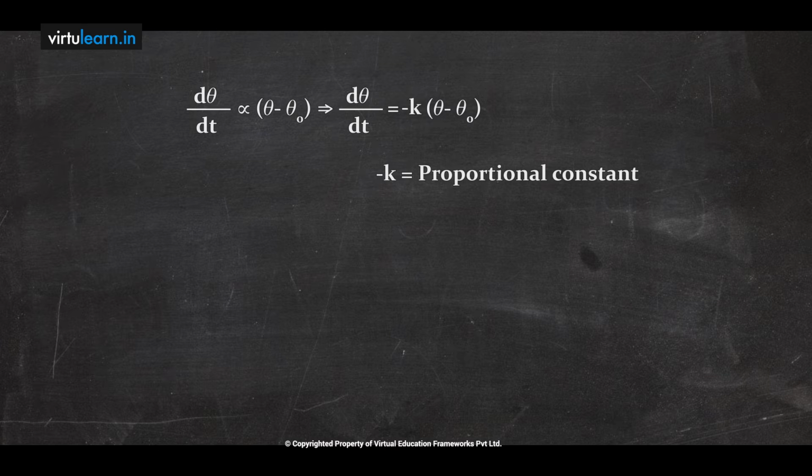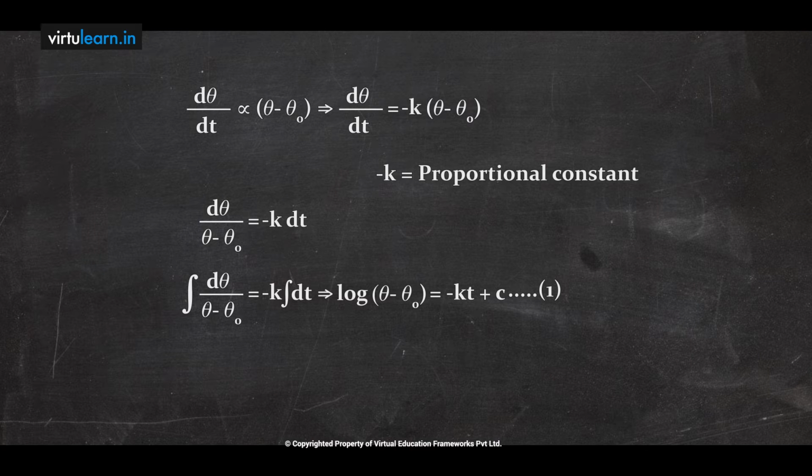Then separate the variables, theta terms on one side and t terms on the other side. When separating the variables, d theta by theta minus theta naught equals minus k into dt. Then integrating on both sides, integral of d theta by theta minus theta naught equals integral of minus k into dt. After integration, it is in the form of f dash of x by f of x, so we write log of theta minus theta naught equals minus kt plus c. Integration of dt is t, so minus kt plus c.